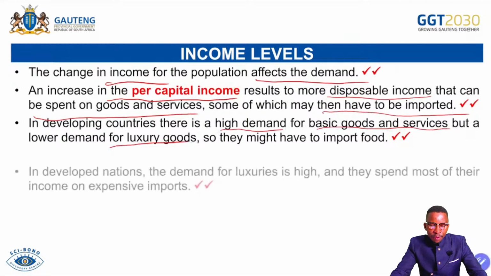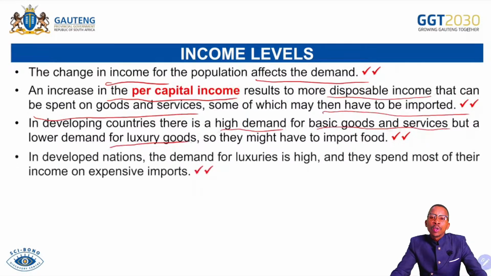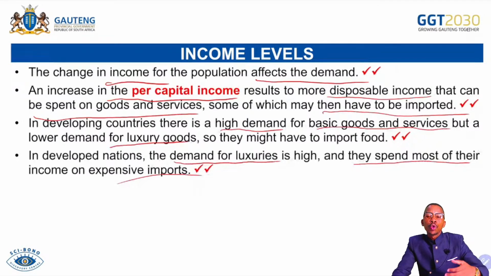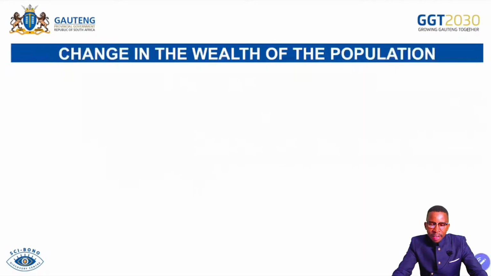But we know that in developed countries, there's a high demand for luxury goods and services. So in that case, people from developed countries might be using their income to import luxury goods that are not produced in their countries. In developed nations, the demand for luxury is high and they spend most of their income on expensive imports. Should they want to buy some goods that are not available in their own domestic economy, they will be importing those goods from other countries, as expensive as they are, because their income level is high. Then the change in wealth of the population.